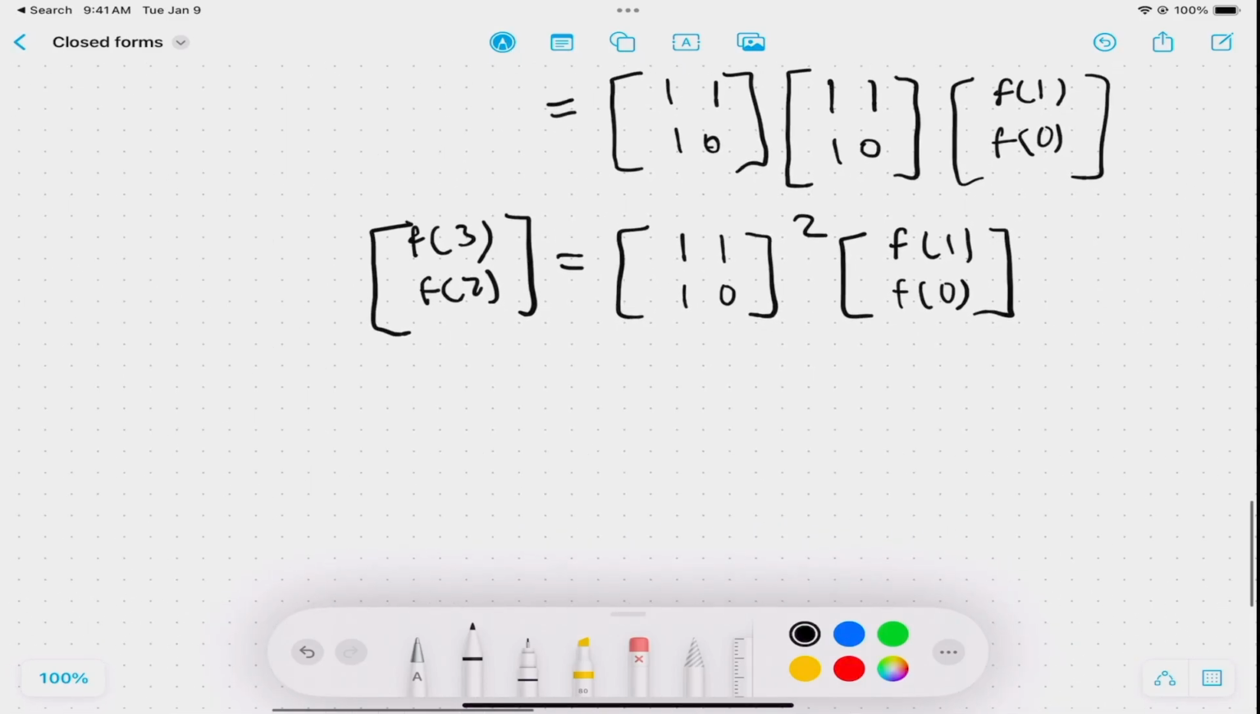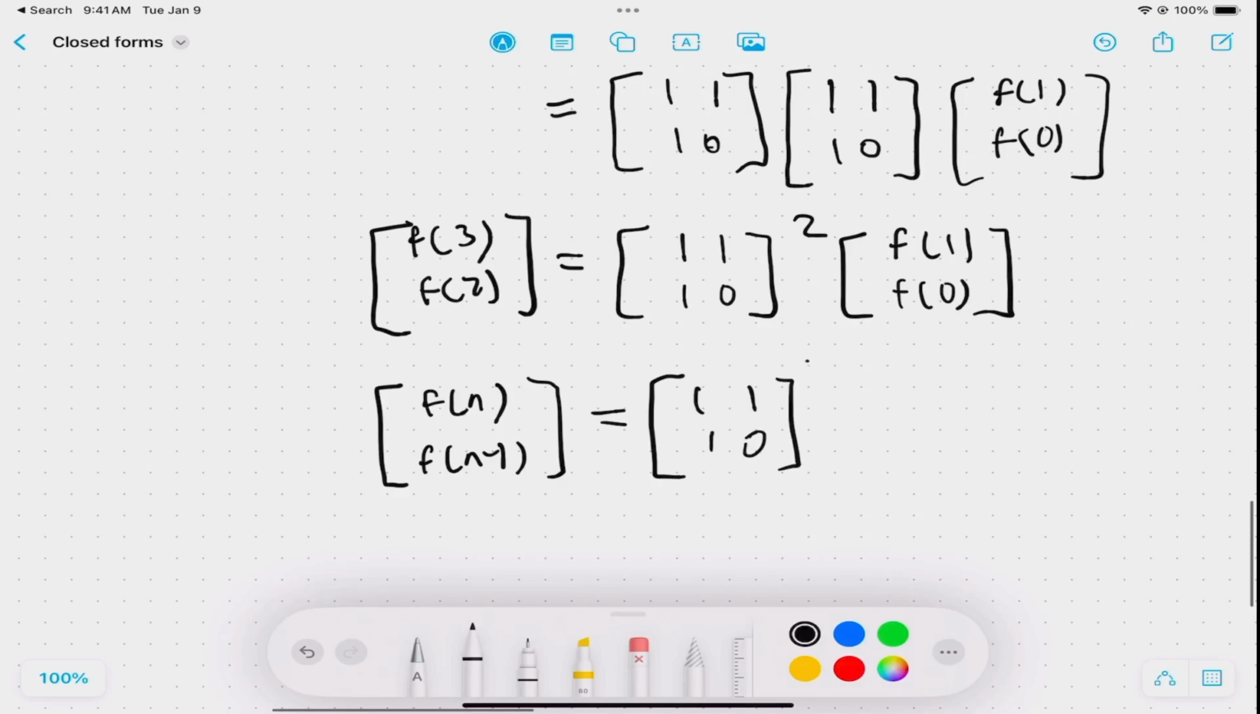So in general, f of n and f of n minus 1 is going to be equal to this matrix here to the power n minus 1, because here these have to match, times f of 1 and f of 0.